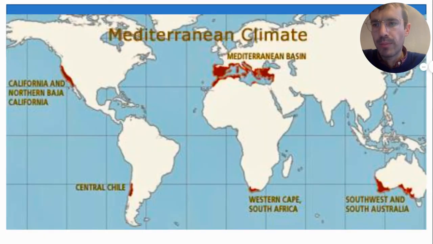Here is a map, and in red you see the areas where Mediterranean agriculture is practiced. As you can see, it is found in all the countries around the Mediterranean: Italy, Spain, Greece, Lebanon, Turkey, Libya, Morocco, etc. All these countries have Mediterranean agriculture. That's the Mediterranean basin. And then we have a few other spots around the world, and notice that they are all along the coast.